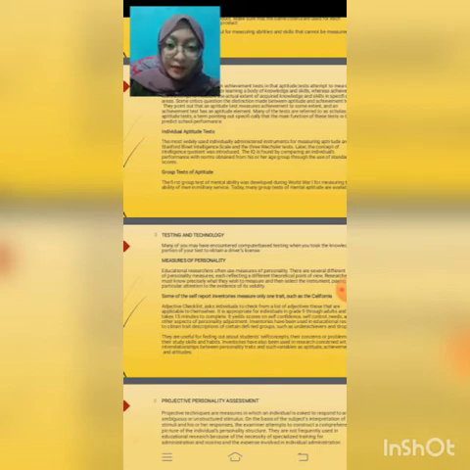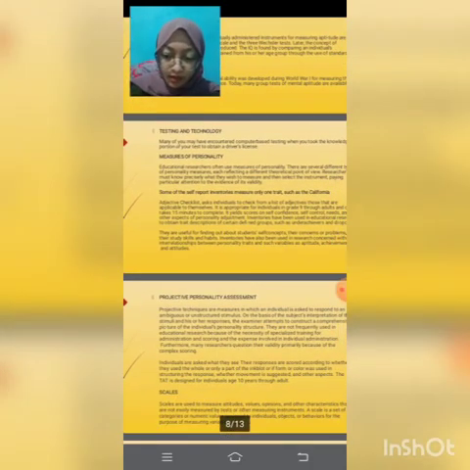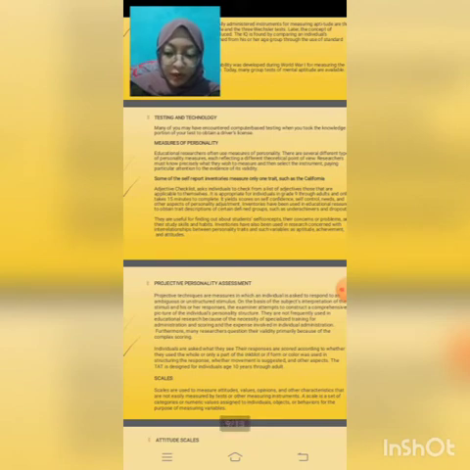Projective personality assessment. Projective techniques are measures in which an individual is asked to respond to an ambiguous or unstructured stimulus on the basis of the subject's interpretation of the stimulus and his or her response. The examiner attempts to conceive a comprehensive picture of the individual's personality structure. They are not frequently used in educational research because of the necessity of specialist training for administration and scoring and the expense involved in individual administration.